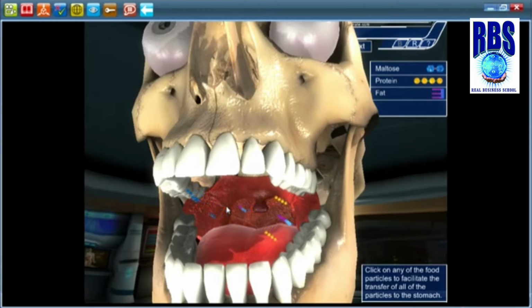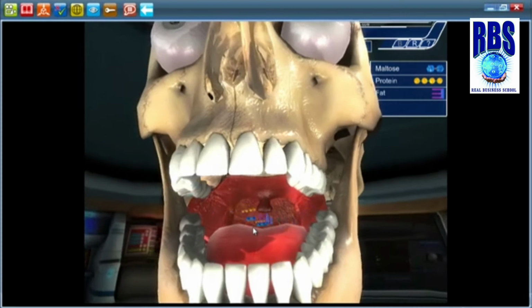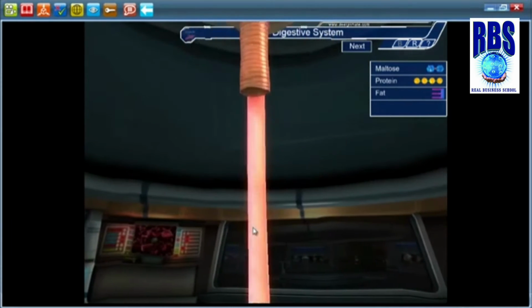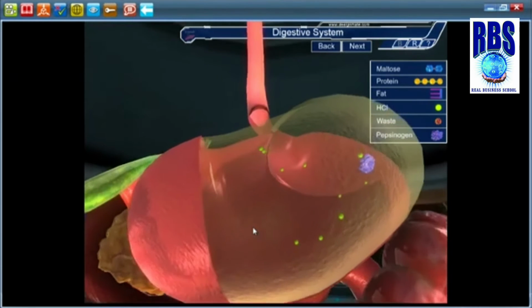As I break down the starch molecules with the help of the salivary amylase enzyme, it takes me to the next process of digestion, that is digestion. So click on any of the food items to facilitate the transfer of all the particles to the stomach. So I click on any one of these items, suppose this, and it will take me to the next process of digestion.